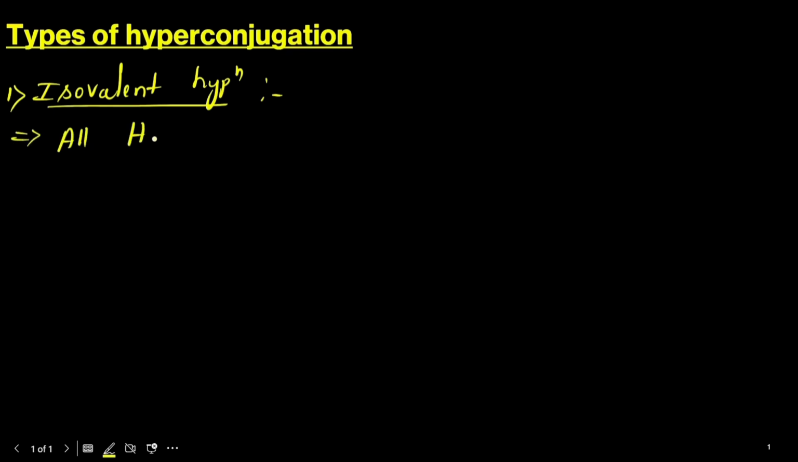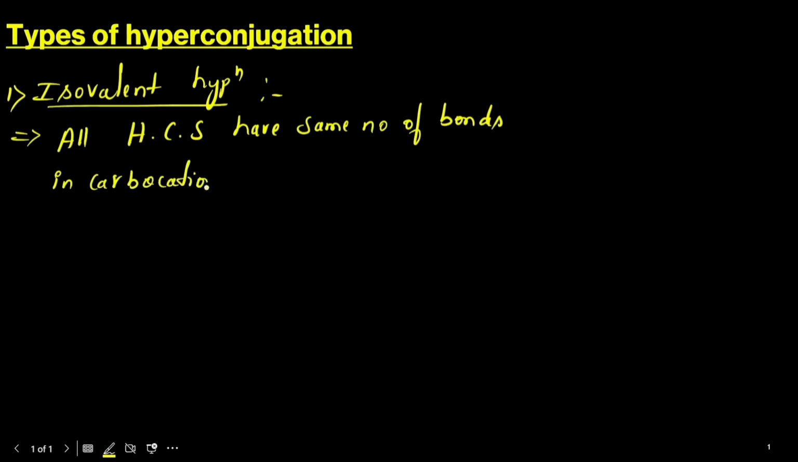Coming to types of hyperconjugation, the first one is isovalent hyperconjugation. Here all hyperconjugative structures have same number of bonds. Carbocation and also in free radicals.